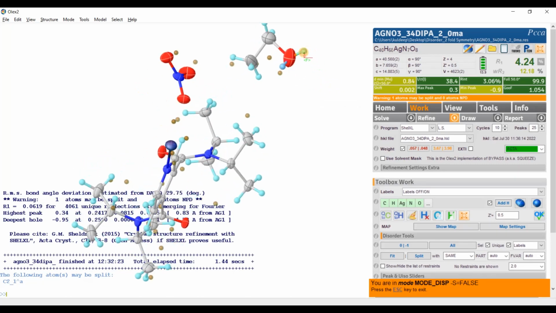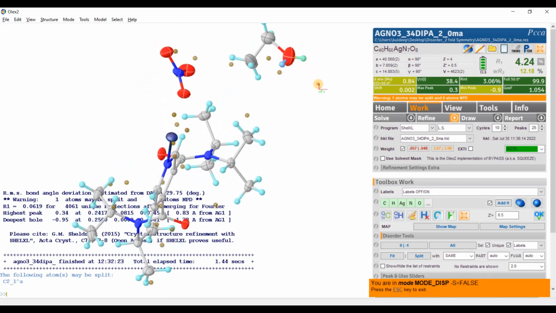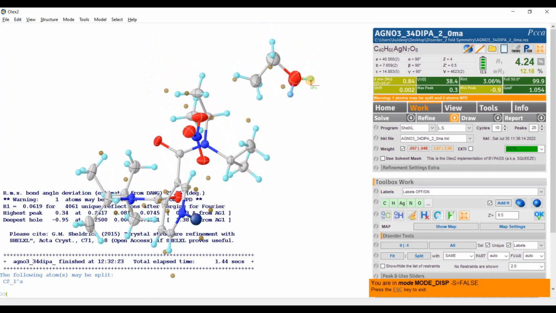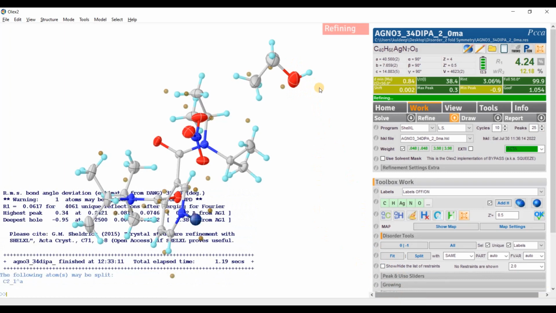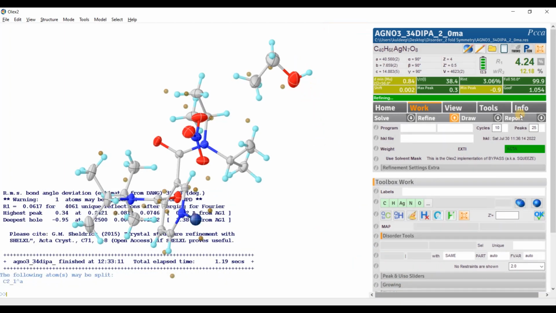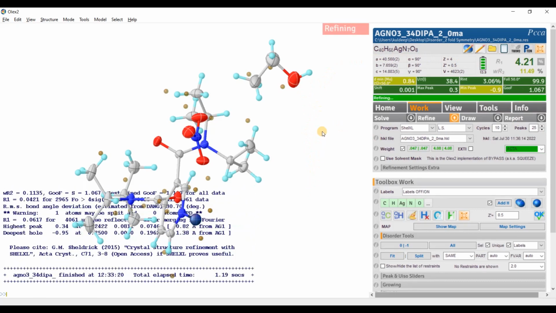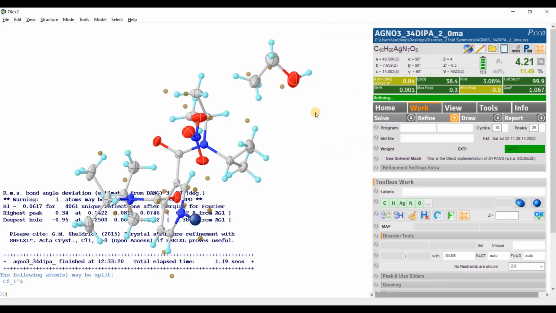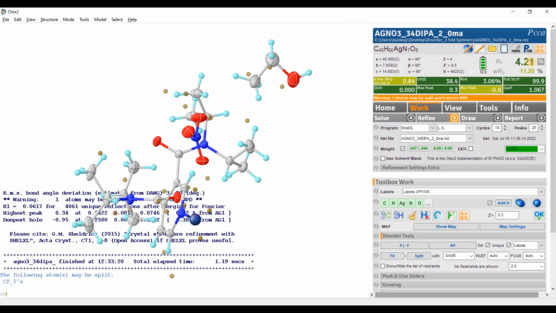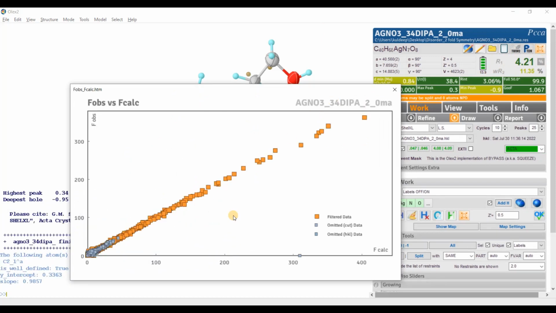I think here it is looking better. Yes, just press escape and now refine it. It will take the best position. Yes, now you can see the R factor is around 4.21% and the shift is almost 0 and it is stabilized. Now if you look at the F observed versus F calculated graph just by pressing this, it seems to be very nice looking.